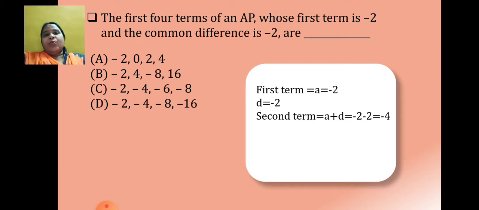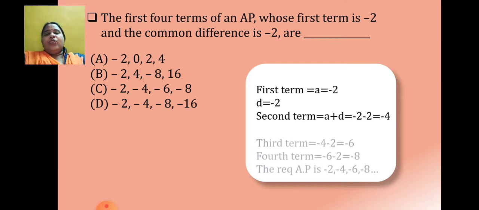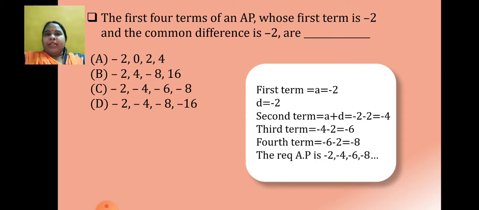For the third term, what you will do? To the second term, you will add the difference. So you will get minus 6. For the fourth term, what you will do? To the third term, you will add the difference. You will get minus 8. So what will be the terms? The terms are minus 2, minus 4, minus 6 and minus 8. Which option out of these 4? Option C. I hope you are understanding it. These are easy 1 mark MCQs that can be asked from this chapter. Correct? Now let's see the next one.